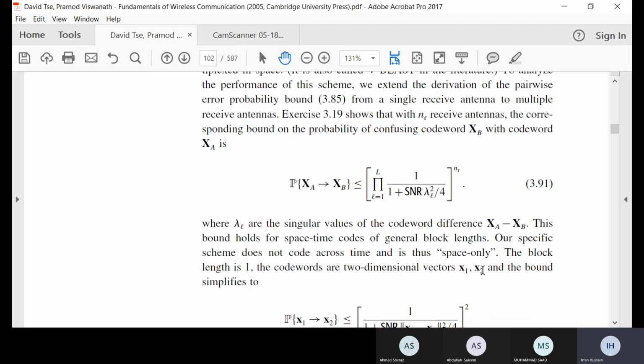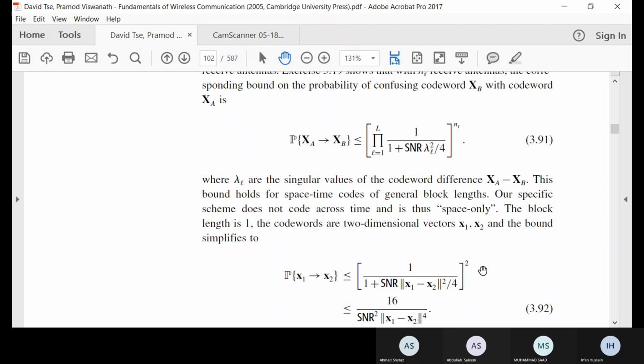So here the block length is 1, and the code words are also 2-dimensional vectors, x1 and x2. They will not be matrices, because for a matrix you have to code across time. In repetition or LMOT with respect to time only, you have to send in different time slots. With space only, you have to send with different antennas.